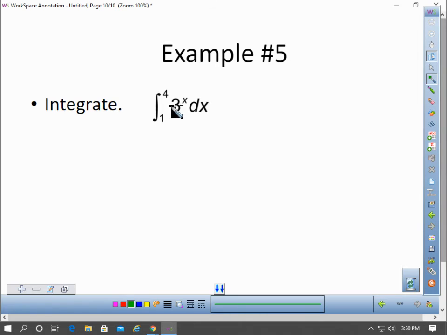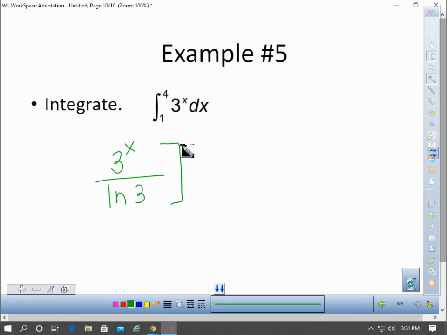Alrighty, so this one just wants us to use the fundamental theorem of calculus. We've got limits of integration, we have numbers here. So we're finding the area underneath the equation 3 to the x on the interval from 1 to 4. So I need the antiderivative of 3 to the x. Well, that's going to be 3 to the x divided by the natural log of 3, because you just divide by the natural log of the base. And then I don't need the plus c because I'm evaluating from 1 to 4. So I do my little bracket and I put 1 to 4 on there.